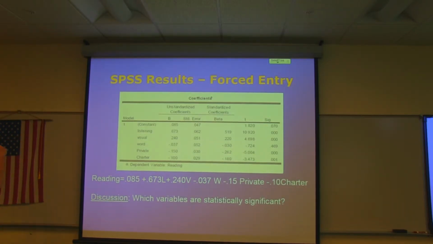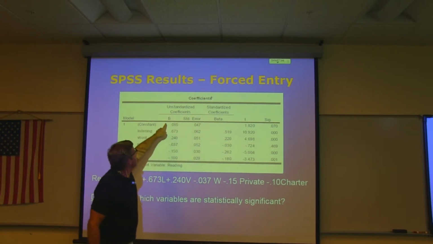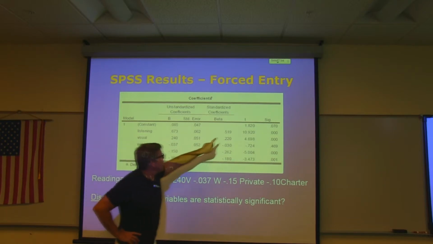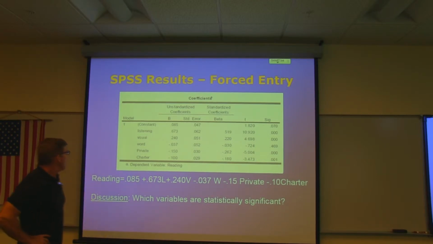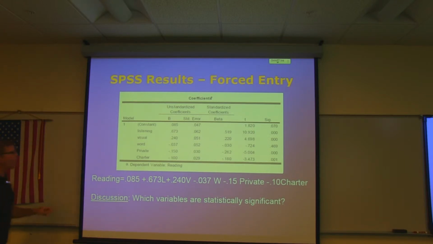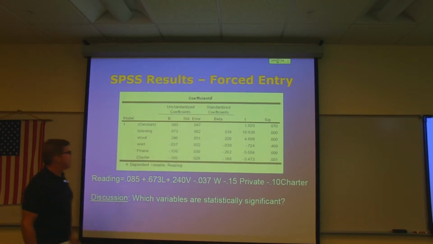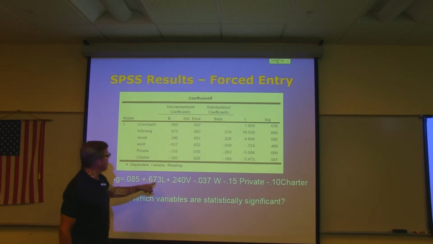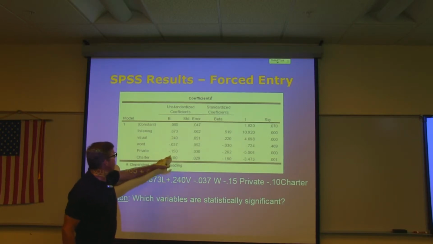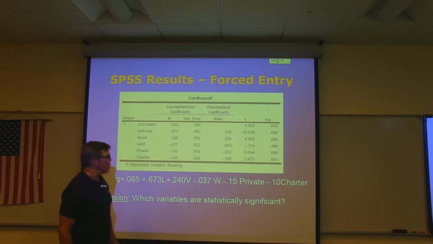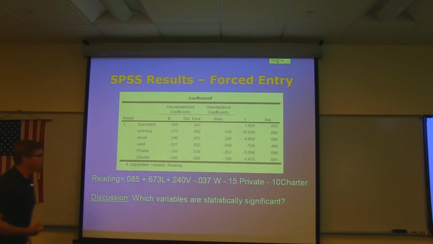And now we have our coefficients, and we see we have B and beta, non-standardized and standardized. So again, these are to whatever variable scale we are. These have been reduced to a scale between 0 and 1 or 0 and -1. We put an equation together. Reading equals 0.085, that's the y-intercept, plus 0.673 listening, plus 0.240 visual, minus 0.037 word, minus 0.150 private, minus 0.10 charter. As you see, they just took the independent variables and listed them from highest to lowest in terms of their strength, in terms of their ability to predict the dependent variable, reading.